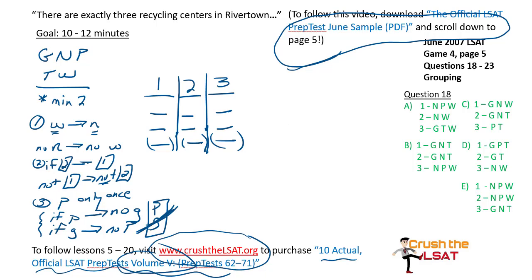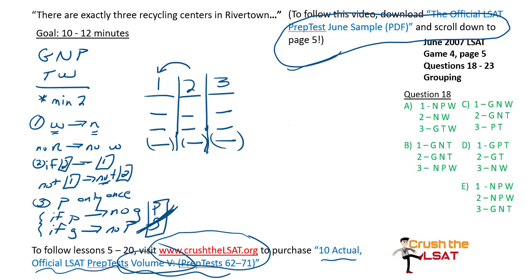So what do we have? Rule 1, if W, then basically W and N. All right, nothing to write in there, but we'll note it. Rule 2, if a material is in center 2, it is also in center 1. We will write that rule up here in the diagram. So it's nice to have it both written out on the side and written in a way into the diagram. Third rule, P only appears once.